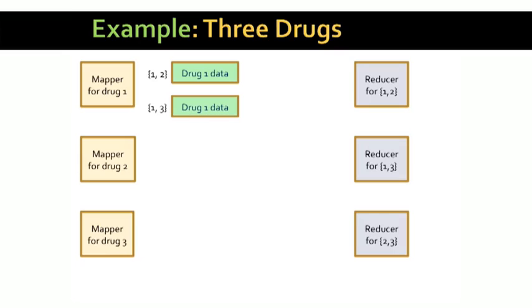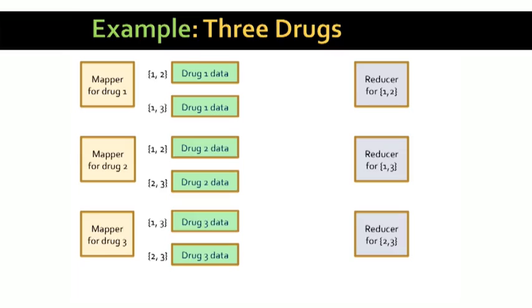In general, the mapper for drug 1 will produce a much larger number of key-value pairs. The number of key-value pairs is 1 less than the number of drugs. Each key-value pair has a key that is the set containing 1 and one of the other drug numbers. The value is always the same, the record for drug 1. And the other 2 mappers do essentially the same thing, but with their drug number and with the record for that drug.